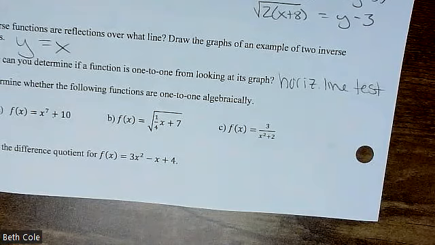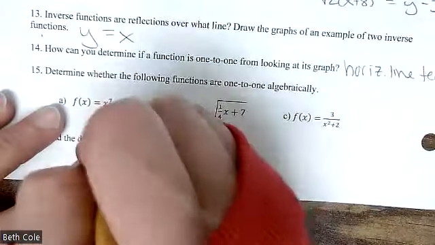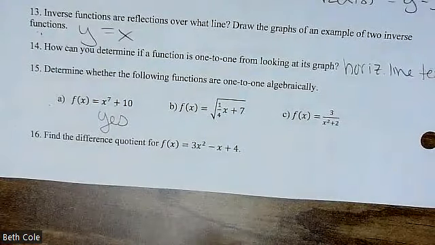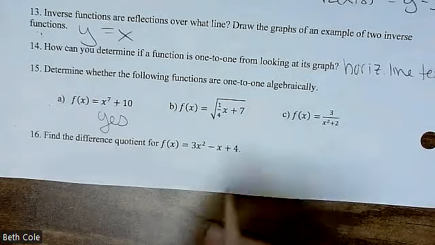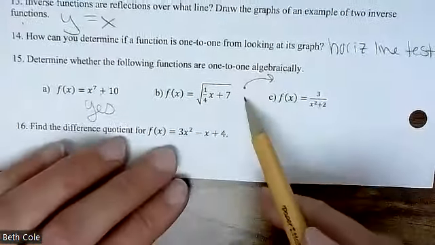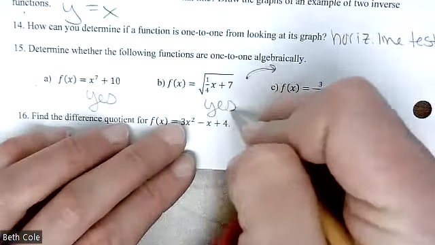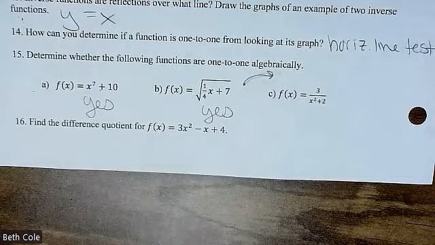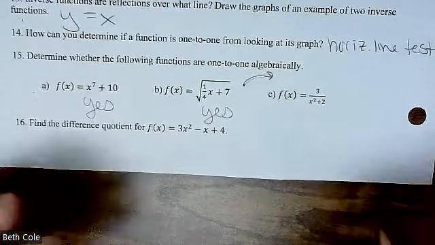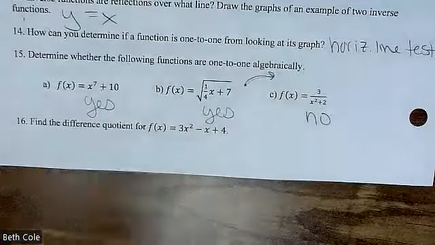Okay? So when you look at A here, what do you think? Yes or no? Yes, it's good. It passes. How about a square root? A square root would look like this. Like visually, that's what that graph would look like. Yes, that's good. And then how about this one? Why not? It's got a squared. It'll fail horizontal line test.